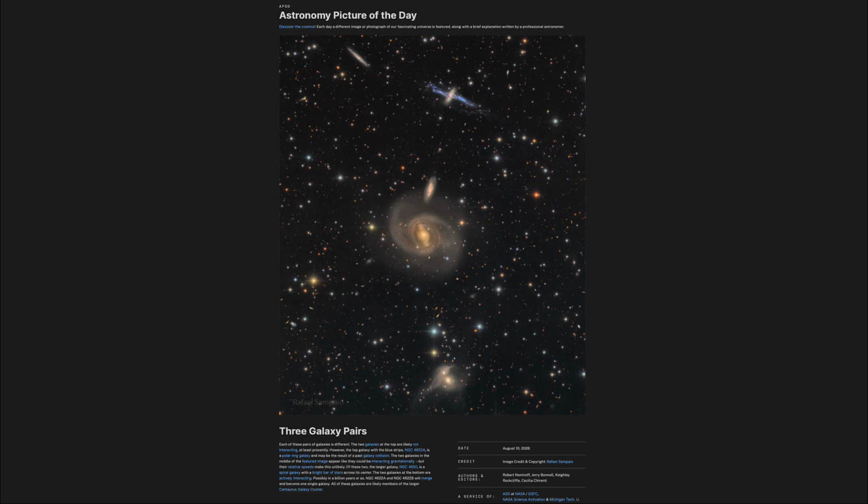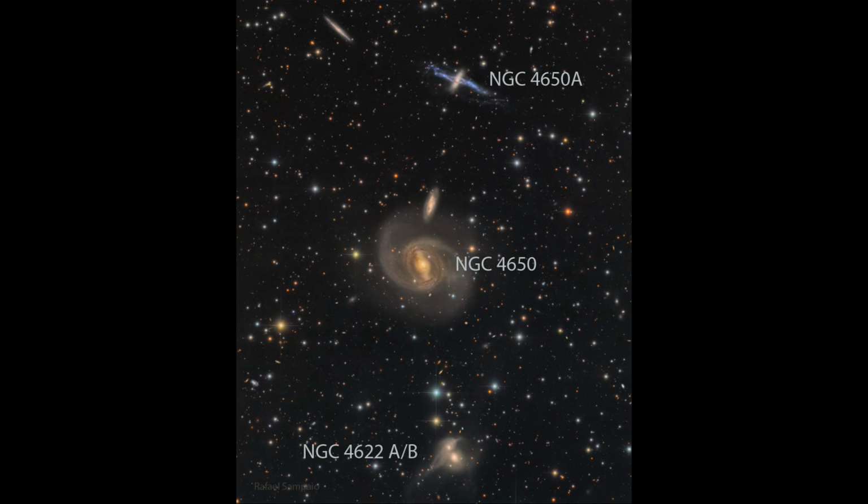Today's picture is titled 3 Galaxy Pairs. So what do we see here? Well, here we are looking toward the galaxy cluster known as the Centaurus Galaxy Cluster. The galaxy clusters are named by the constellations in which they appear. So we have things like the Virgo cluster of galaxies. This is the Centaurus cluster of galaxies.